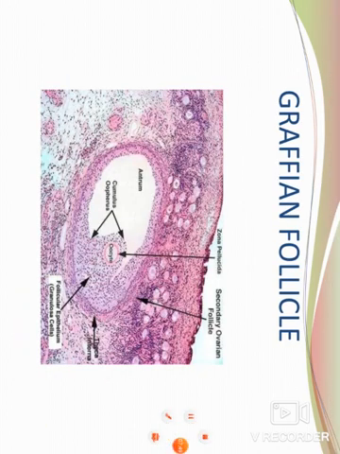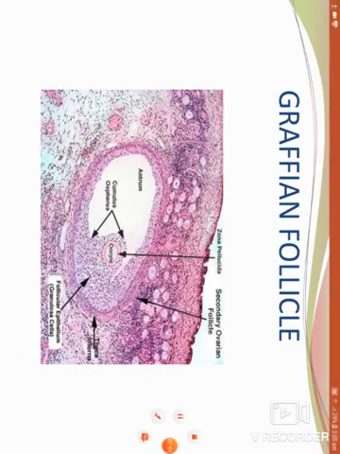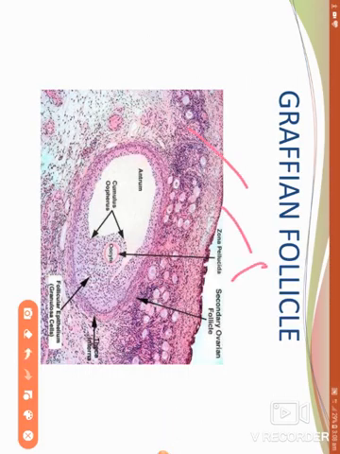See here, that is again a section of this cortex. You can see this is the cortex, germinal epithelium. See numerous primordial follicles, primary follicles. See, this is a secondary follicle. You can see there is a follicular cavity. This is the antrum. These are the granulosa cells. This oocyte is in an eccentric position.